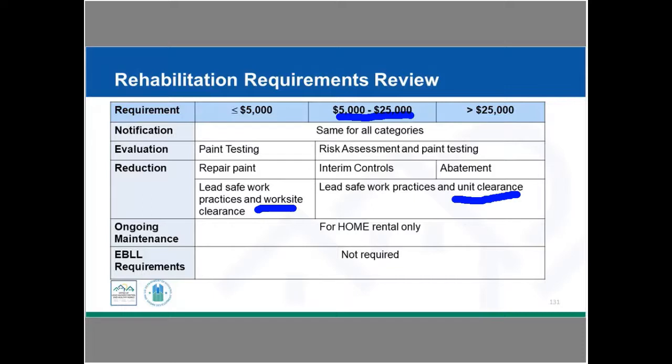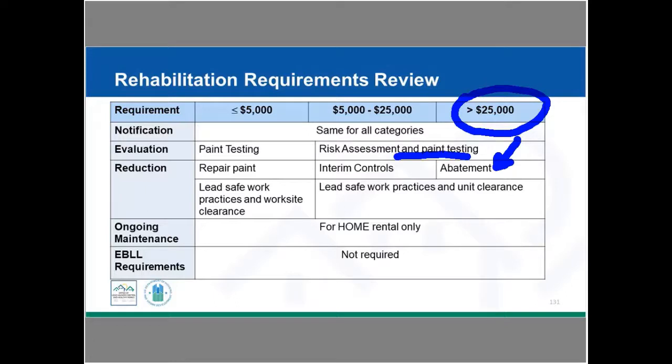And then for over 25,000, we're getting into abatement. So again, we need to do our risk assessment of the entire unit. In the common areas, we're doing paint testing. And then in this area of over 25,000, we're doing abatement. We would need an abatement firm, abatement workers to do that kind of work, still doing lead safe work practices, still doing full unit clearance, as well as our notices. If for some reason we decide we don't want to do a risk assessment or testing, we can do presumption.